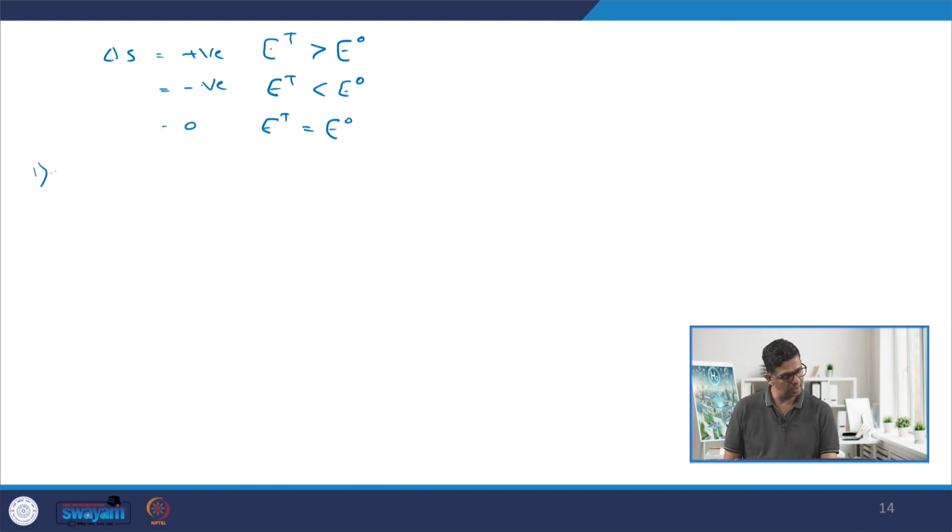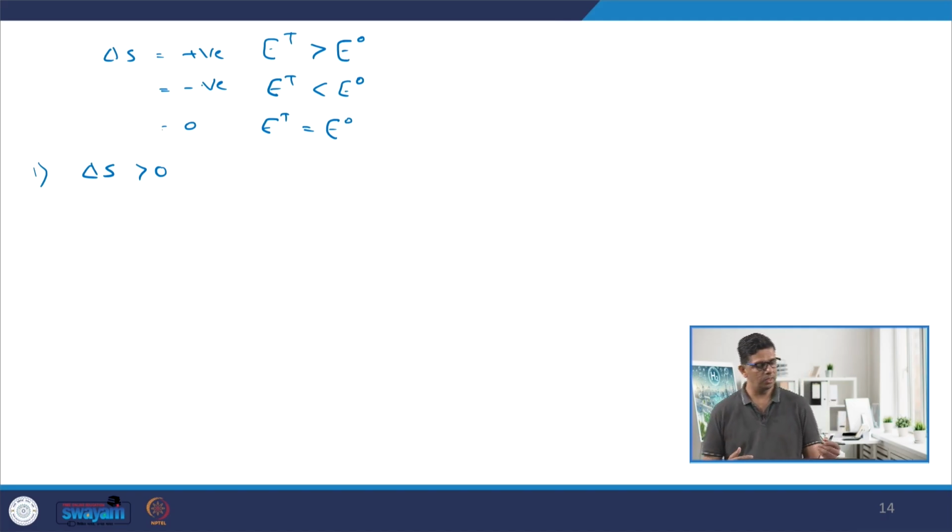So, let us see on what factors this entropy change depends. Let us take the first case, where entropy change is positive. What does it mean? It means the entropy of the system, or that reaction, has increased.